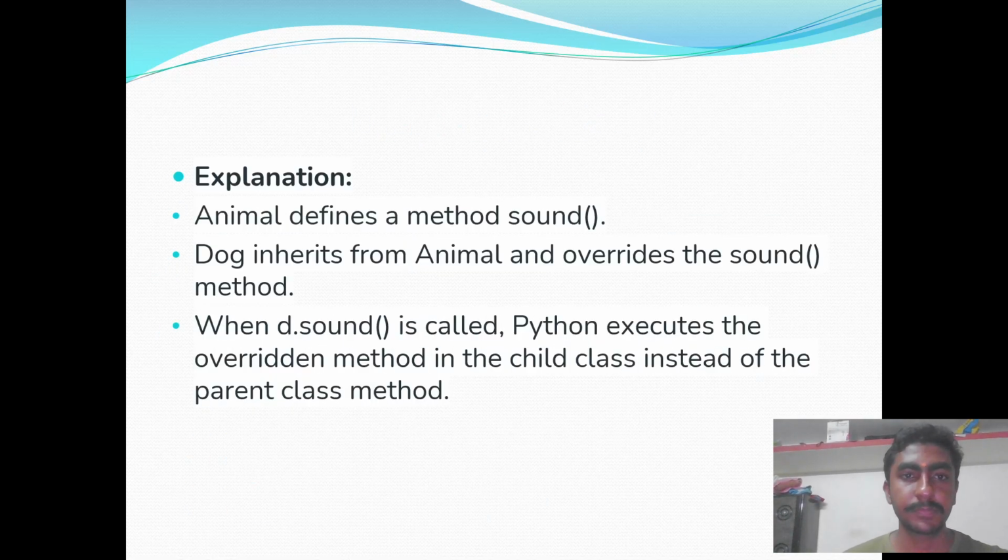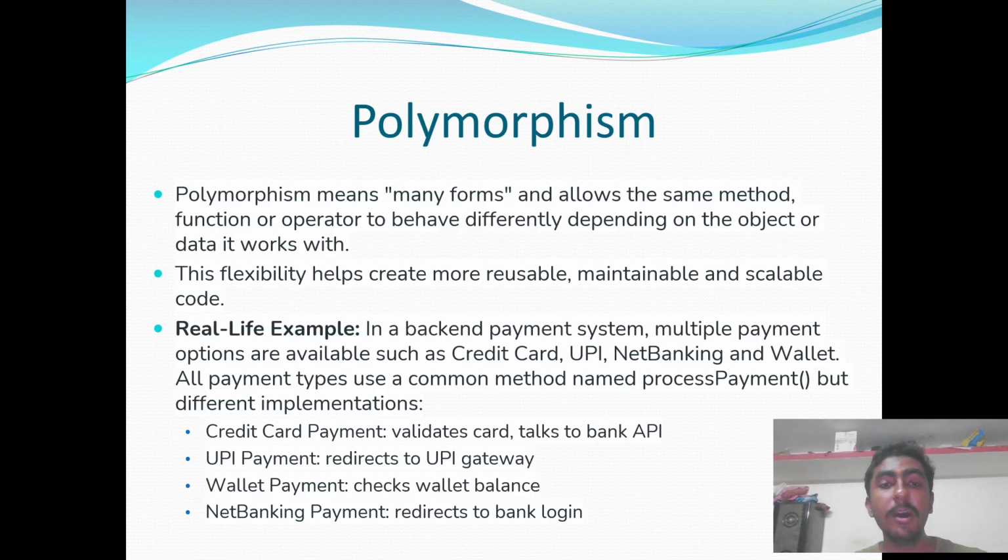Now, as we have seen inheritance, let's move to the next topic called polymorphism. Polymorphism means many forms and allows the same method, function, or maybe an operator to behave differently depending upon the object or data it works with. So it is more flexible and it helps with more reusable, maintainable, and scalable code. So let's have an example as given in this PPT.